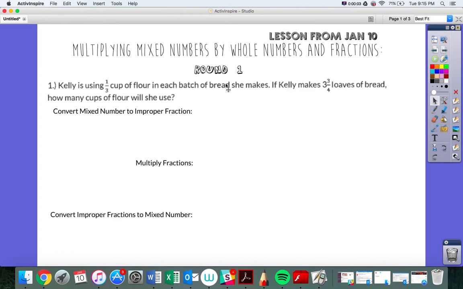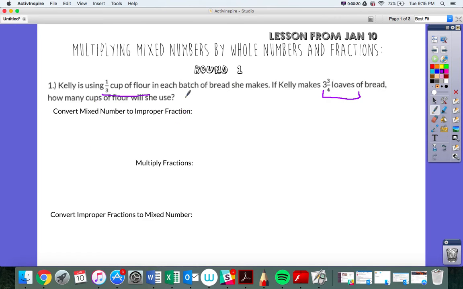Scholars, this video is to review how to multiply mixed numbers by whole numbers and fractions. So we're going to start with this first problem that says Kelly is using 1/3 cup of flour. So let's underline that piece of information. We know she has 1/3 cup of flour, and now she's making 3 3/4 loaves of bread.